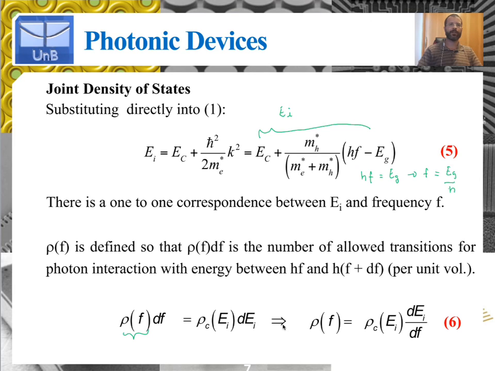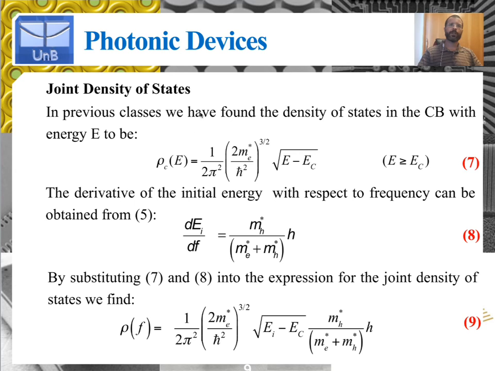If we isolate this and rewrite the expression, we can say that rho of f is equal to rho c of Ei times dEi over df, the derivative of Ei with respect to f. We have the density of states in the conduction band, and we have found an expression for Ei as a function of frequency, which we can take the derivative of to get this term as well. So we basically have everything we need to get an expression for the joint density of states.